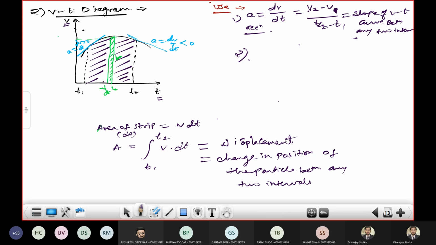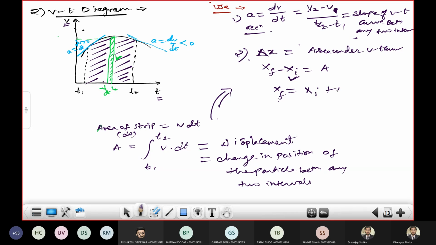Are you getting me? So mathematically, how can I write this? The change in position, that is delta x, is given by the area under the VT curve, that is x final minus x initial is equal to the area. That means if I know the initial position of the particle, I can find x final using this formula, that is x initial plus area. Am I clear? So this is the VT curve.